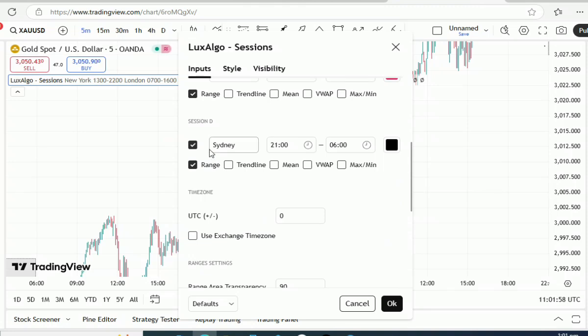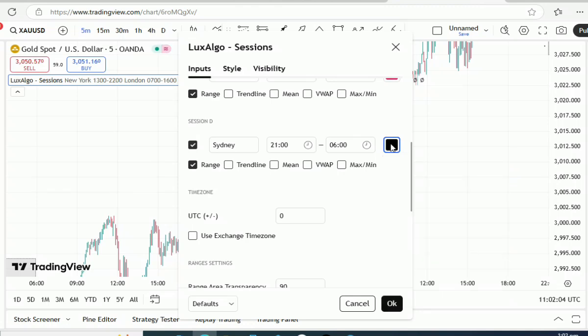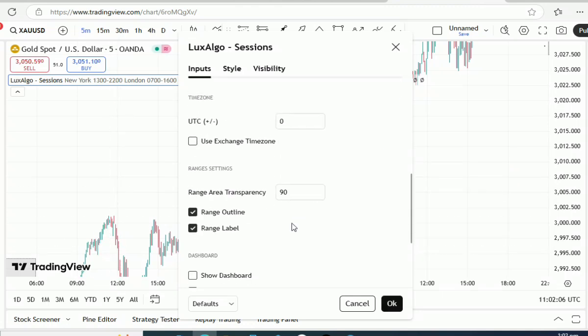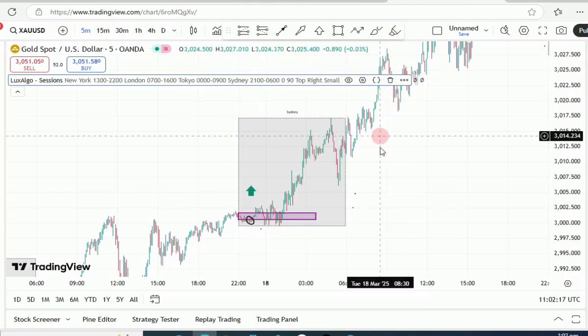I think on yours you're just going to be having yellow over here, so make sure you choose black because I want this to be visible on the screen. And then going down here, just remove show sessions divider, remove that one, show daily divider and remove that one, and click OK, and you'll be good to go. So you'll be left with only the Sydney session.